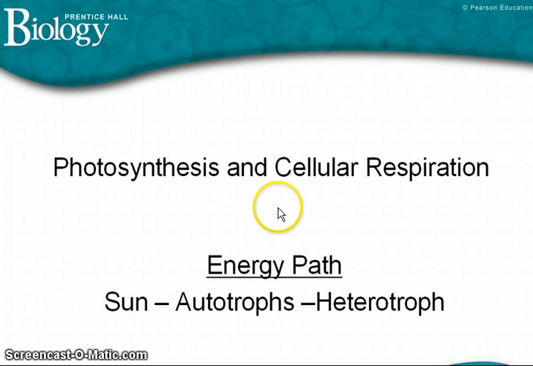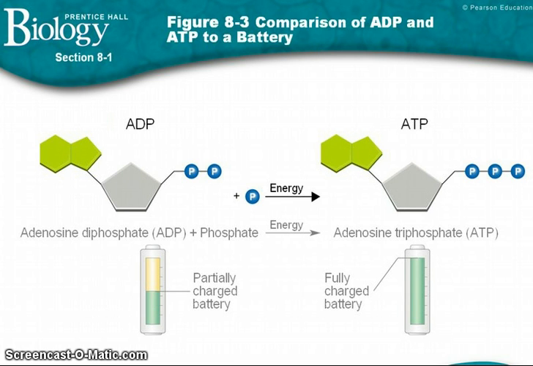Both autotrophs and heterotrophs do cellular respiration, which is the process of taking food and breaking it down into a form of energy that the organisms can use. To begin with a couple introductory things. First, both these next two lectures will talk a lot about ADP and ATP.